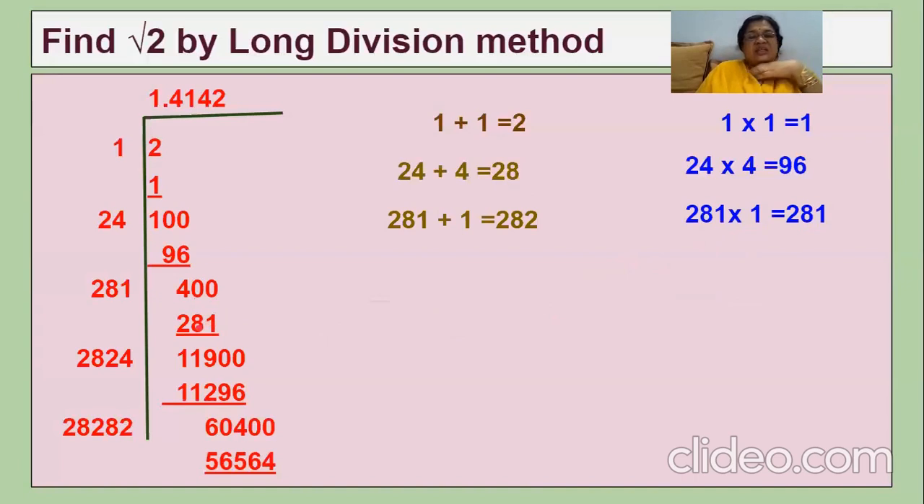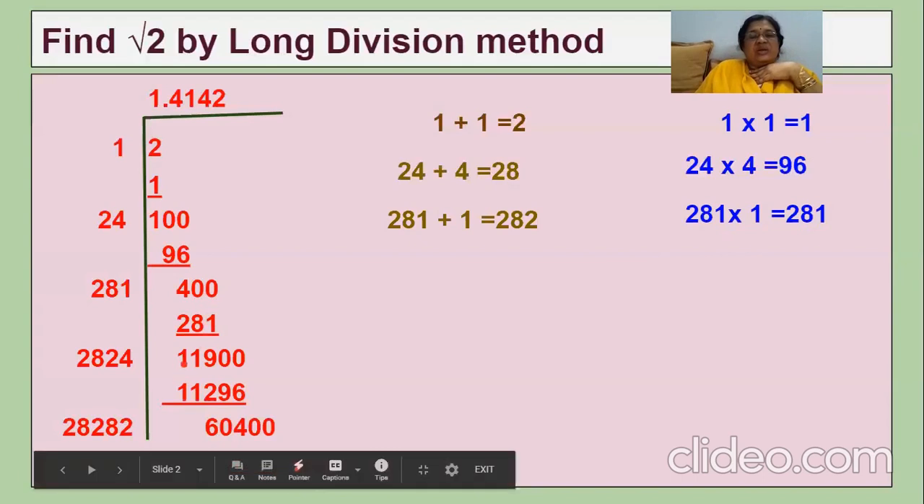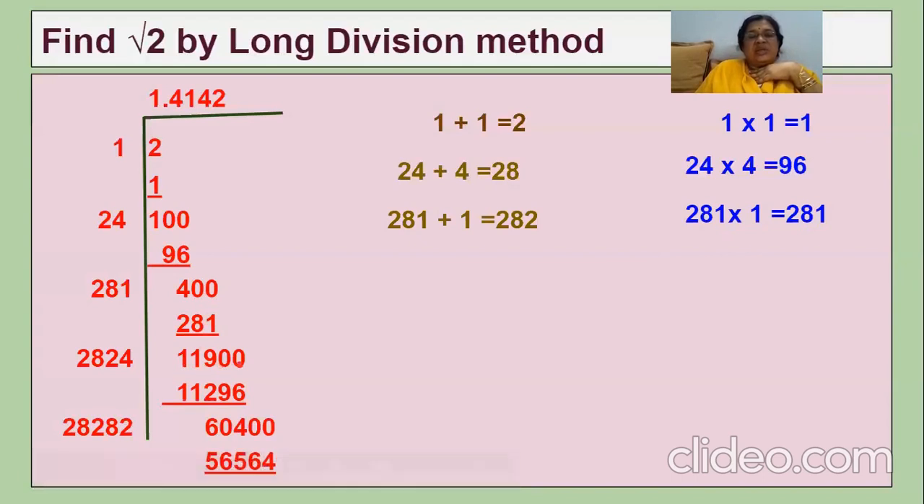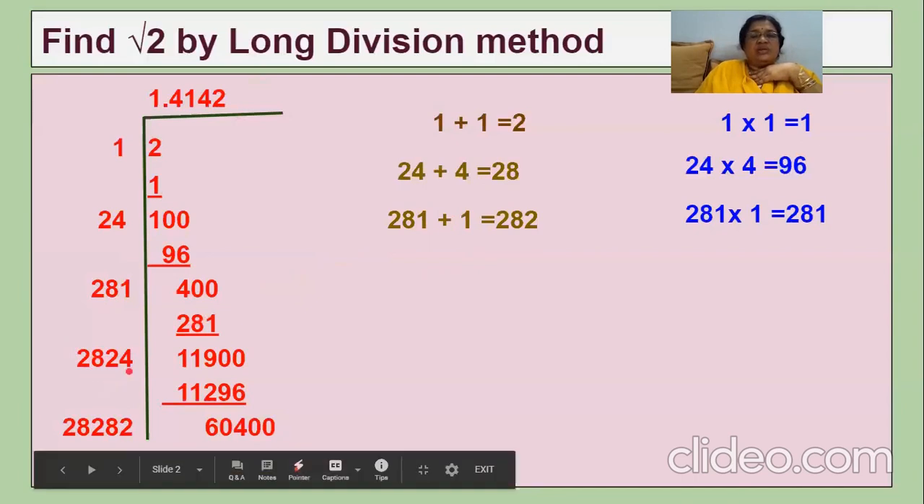Like this, again you have to subtract. You'll get 1190. So automatically you can keep 2 zeros. Now what you have to do, 281 plus 1. 281 plus 1, you will get 282. See here, 282.